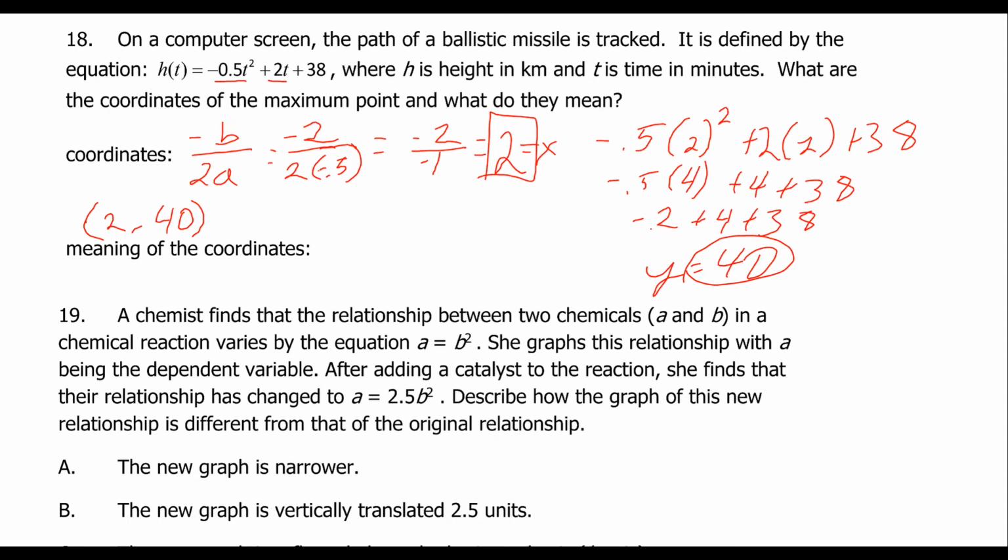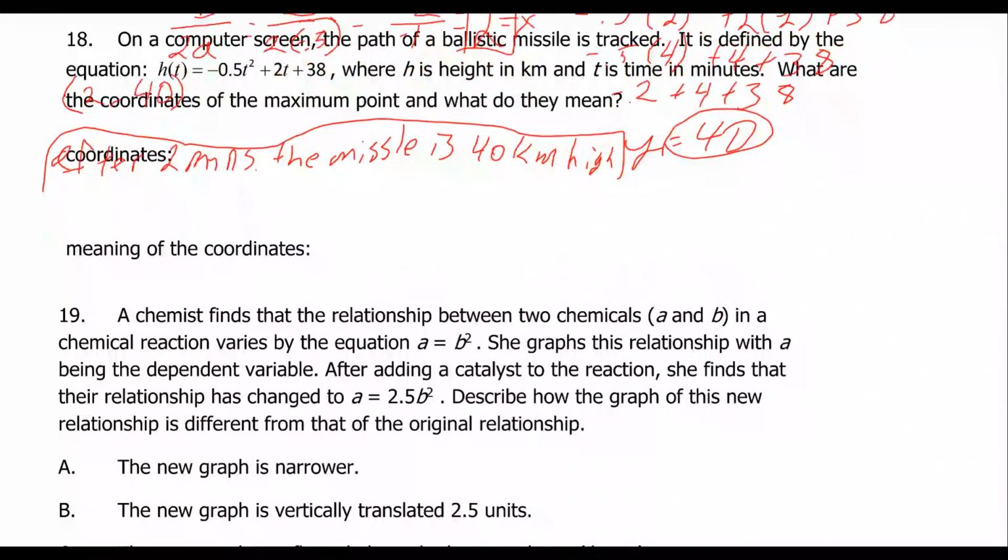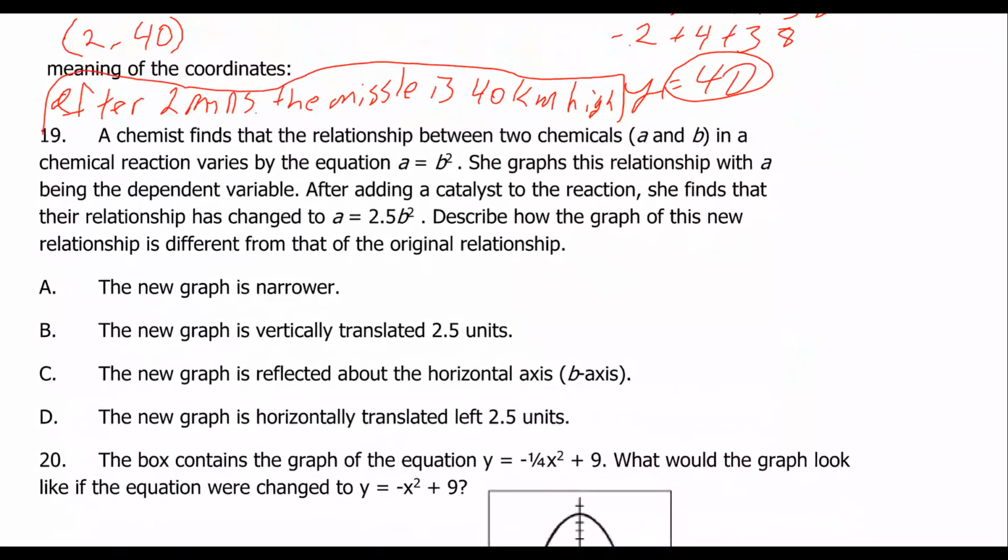And the meaning of this coordinate is that after 2 minutes, the missile is 40 kilometers high. There you go. That's all there is to that. Alright, now, next question.